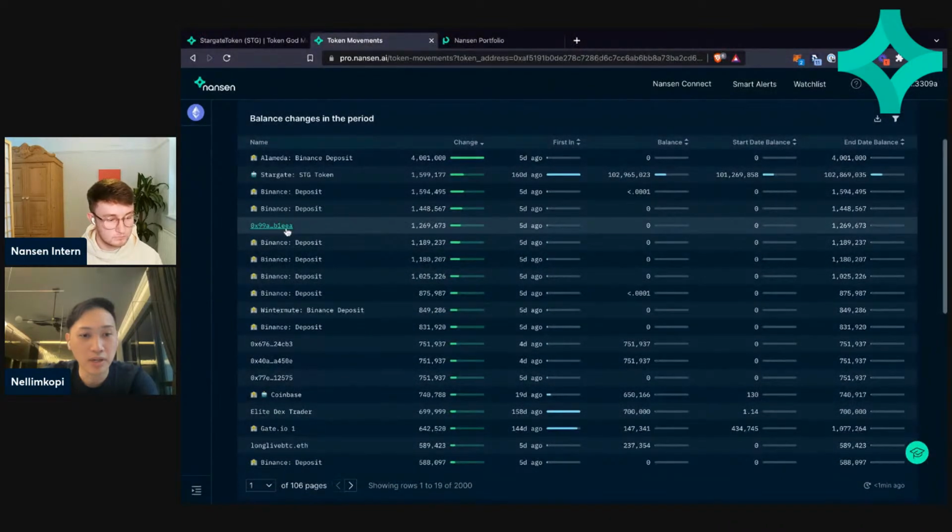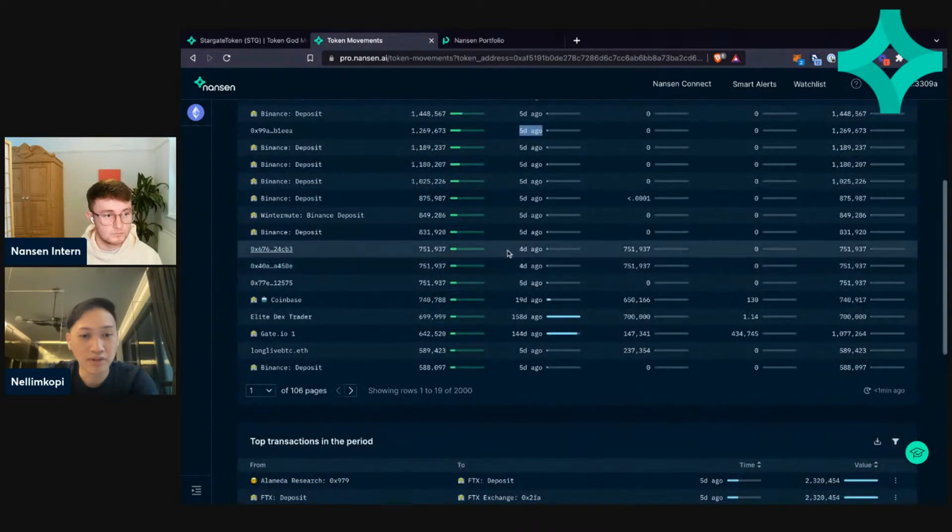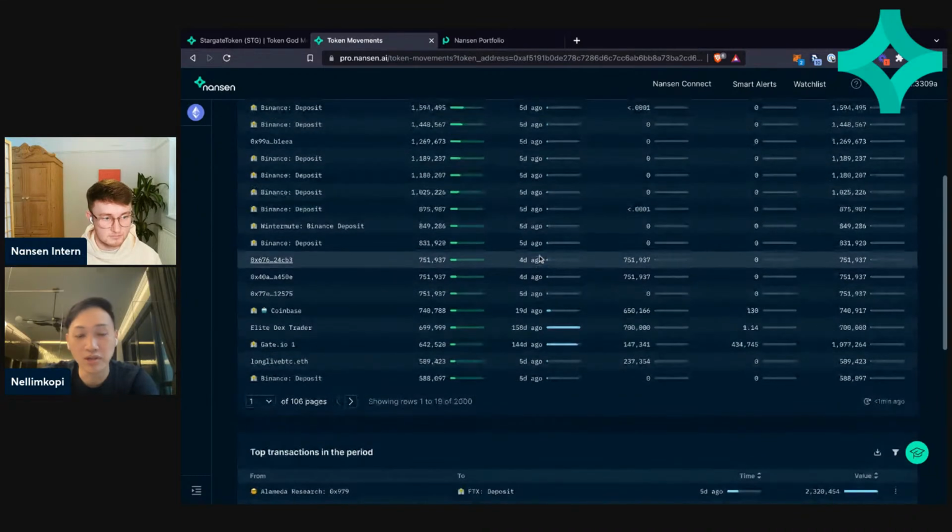You can see one unlabeled wallet here, and they received the token for the first time 5 days ago. A couple of different ones here received the tokens 4 days ago, 5 days ago. So these are really fresh wallets. And you have someone here who has been accumulating for quite some time. And this one here, Long Live BTC, received it 5 days ago. So these are all interesting wallets that I'll dig deeper into.